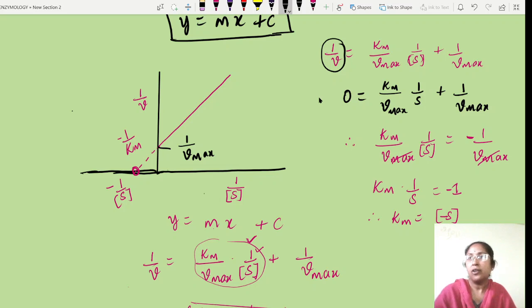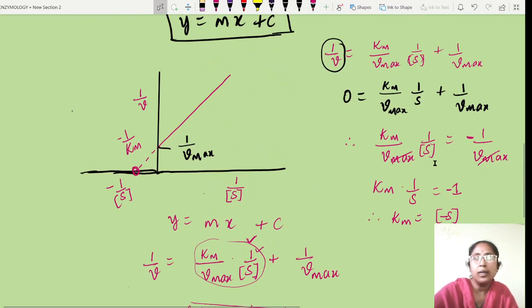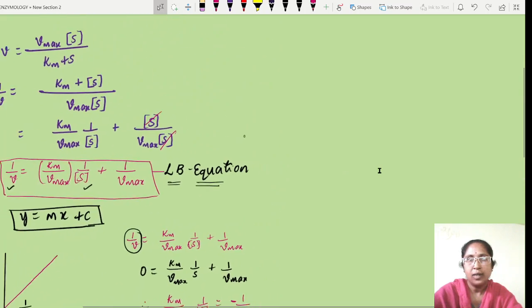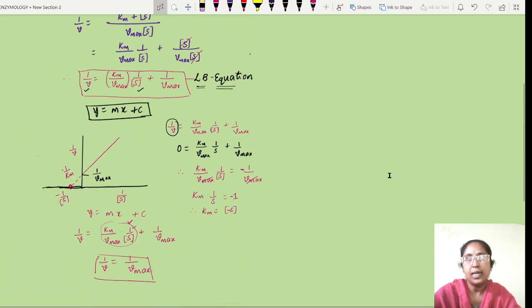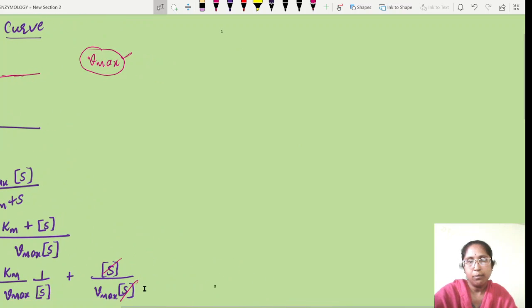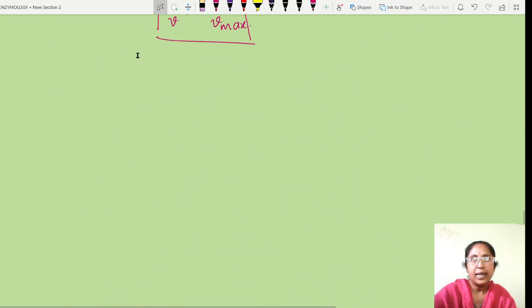So these values are accurate when compared to those obtained by using the Michaelis-Menten plot or rectangular hyperbolic curve. This is how by using the LB equation and LB plot we can calculate the Km value and Vmax values. So students, this is about the LB equation, Lineweaver-Burk plot or Lineweaver-Burk equation.